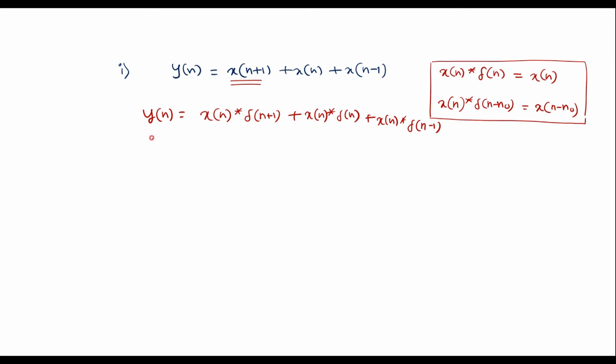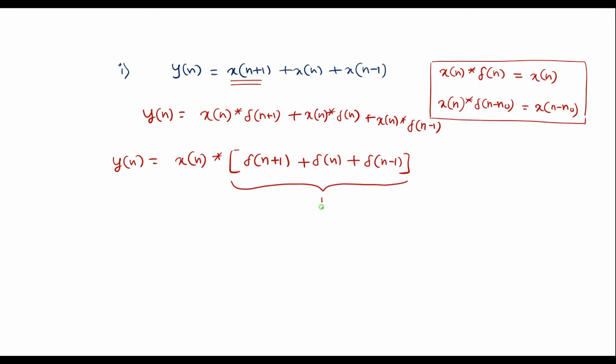So therefore I can rewrite this y of n as y of n is equal to x of n star, we have delta of n plus 1 plus delta of n plus delta of n minus 1. So now let me consider this as the impulse signal, that is h of n. So therefore h of n is equal to delta of n plus 1 plus delta of n plus delta of n minus 1. Let me draw this h of n signal here.